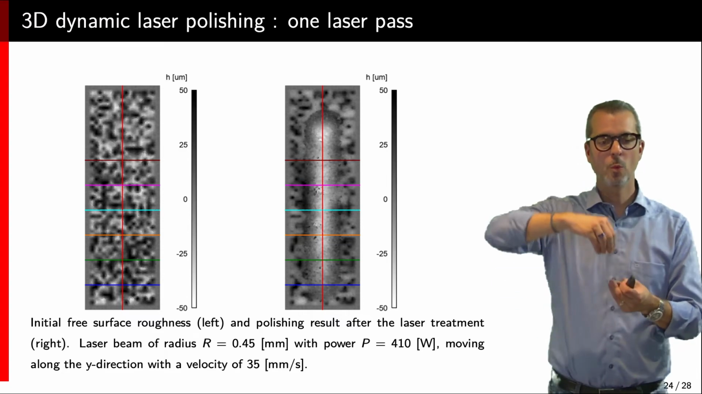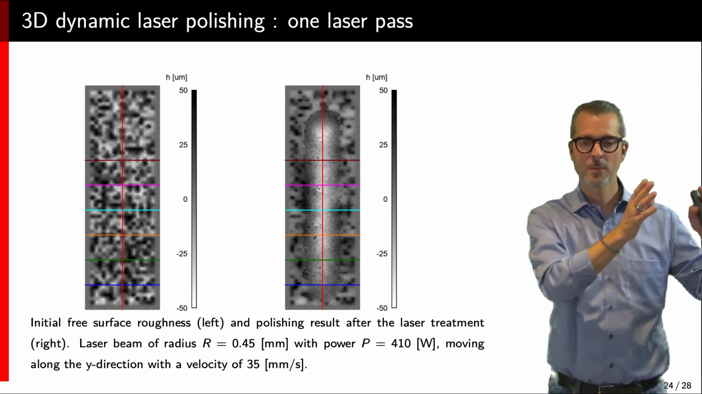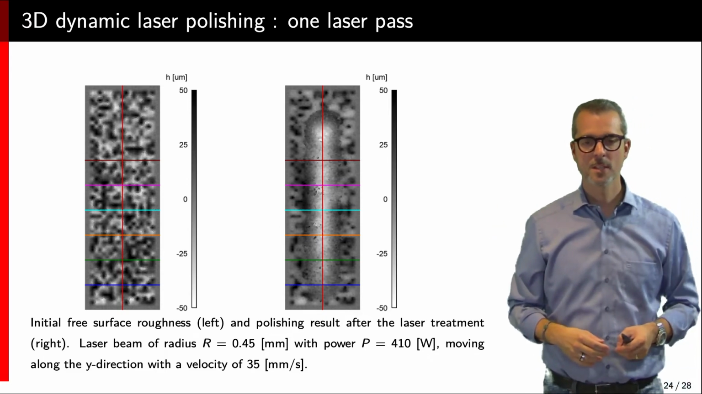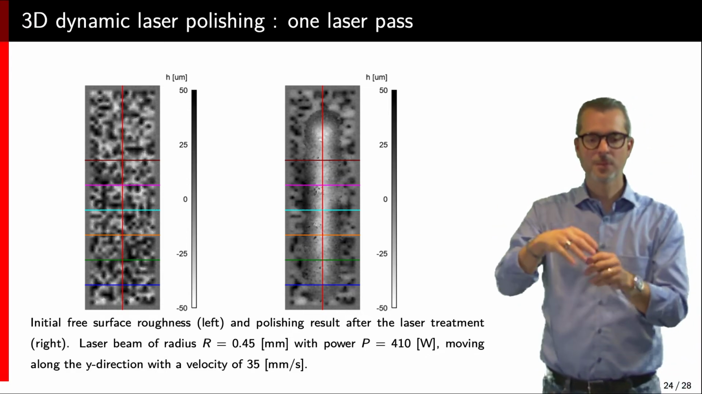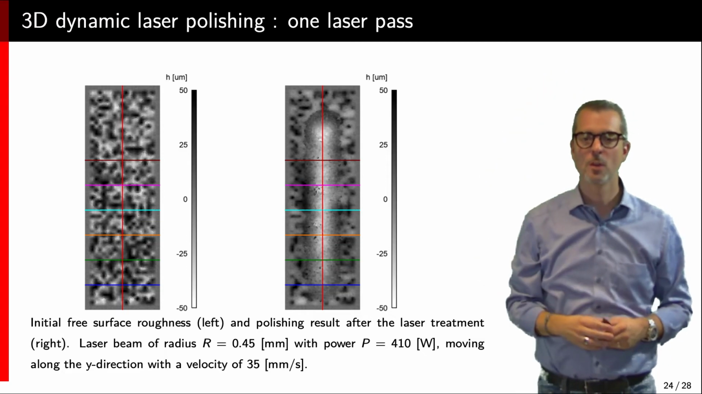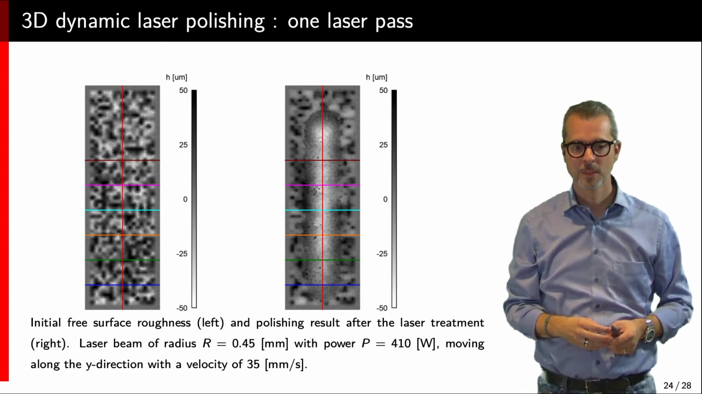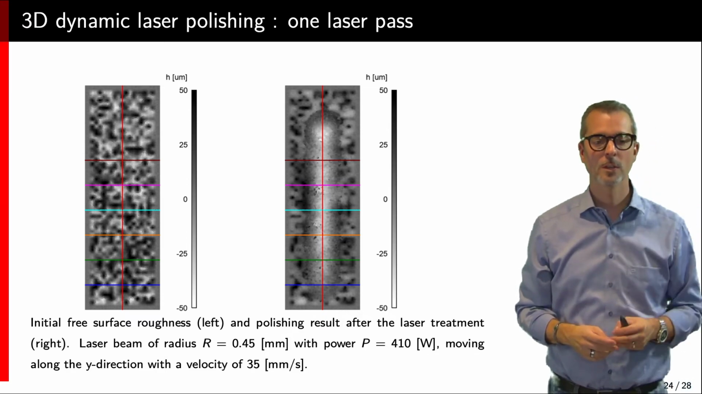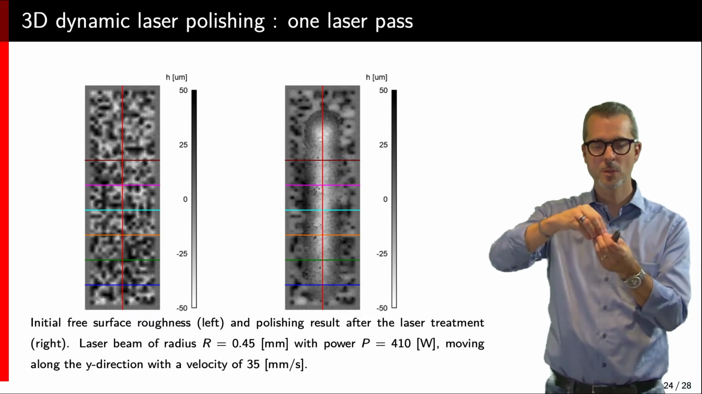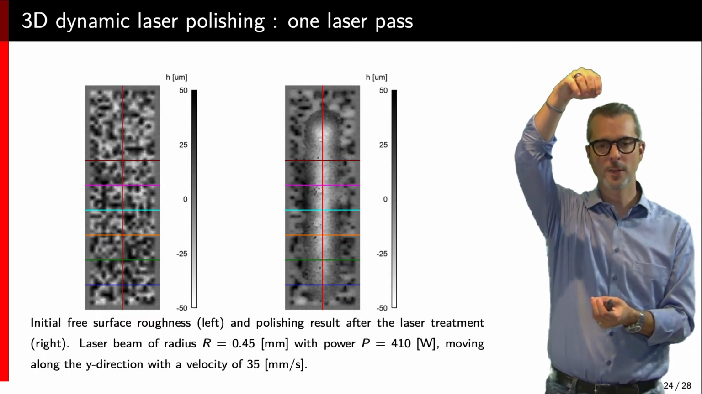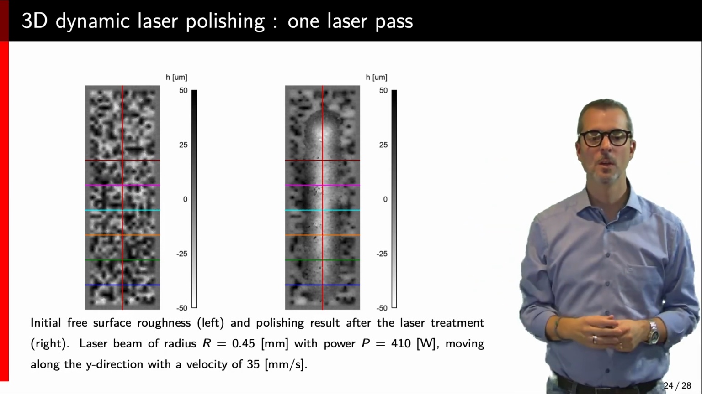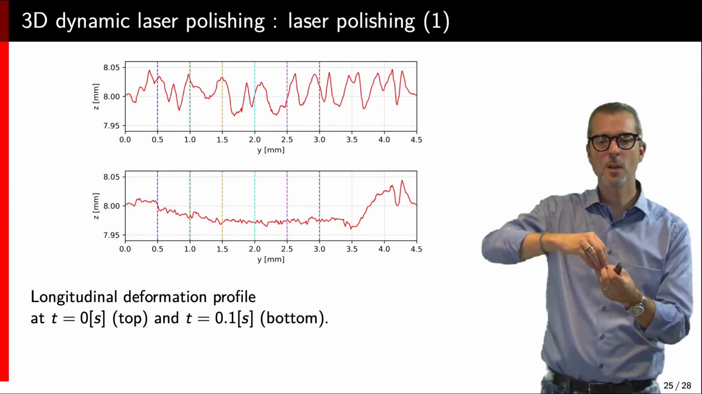So we are going to do one laser pass. Here, you have the result before and after. Before on the left, after on the right. And you can see that it's initially rough, and after, it looks like it has been polished along the path of the laser. In order to quantify this, we are going to follow the color lines here. So let me show you the profile in the longitudinal direction along the path, but also in the transverse direction along the way.